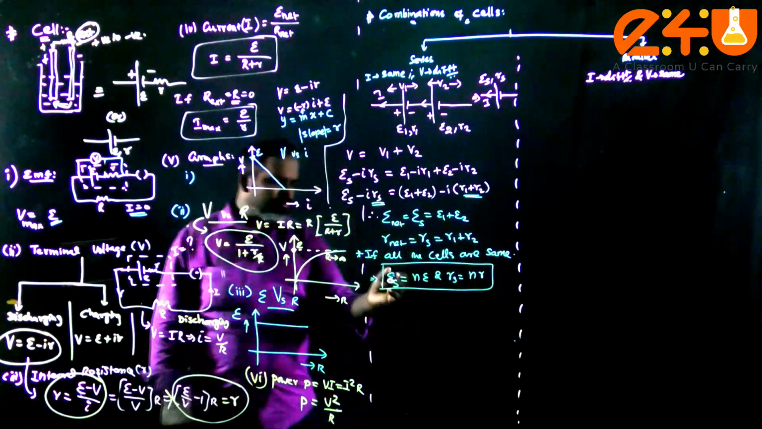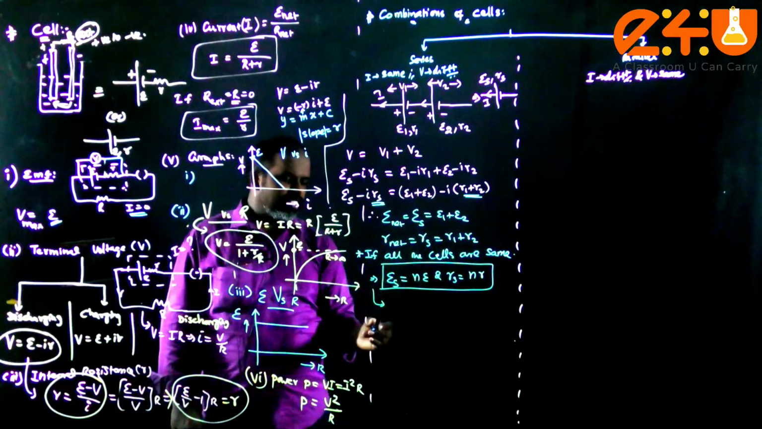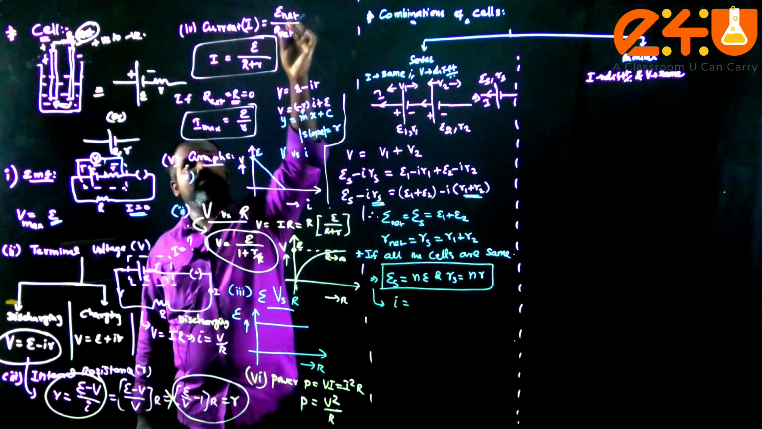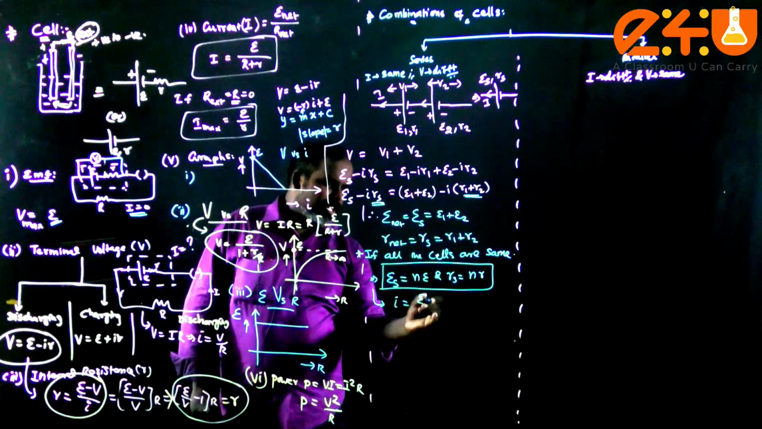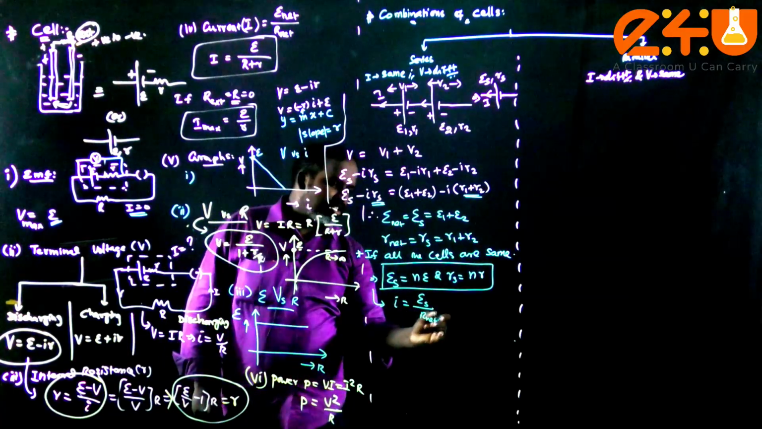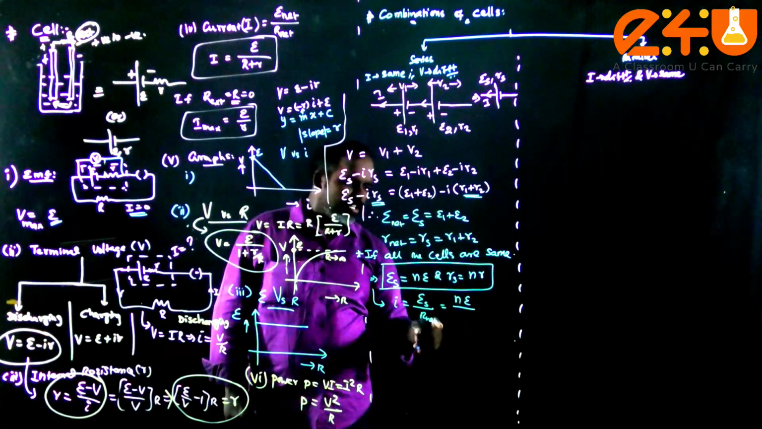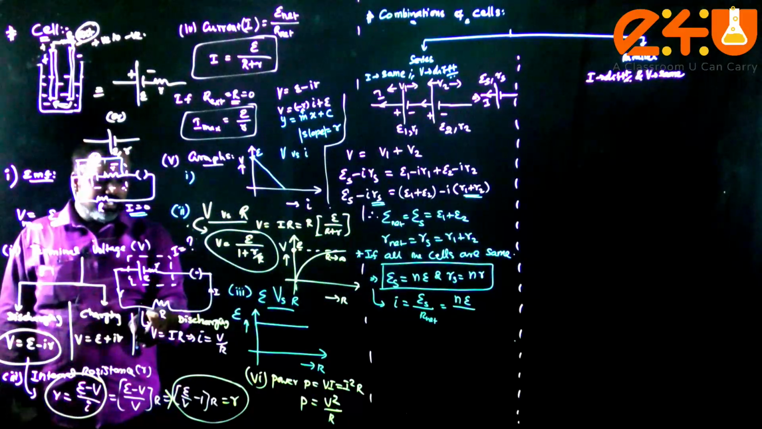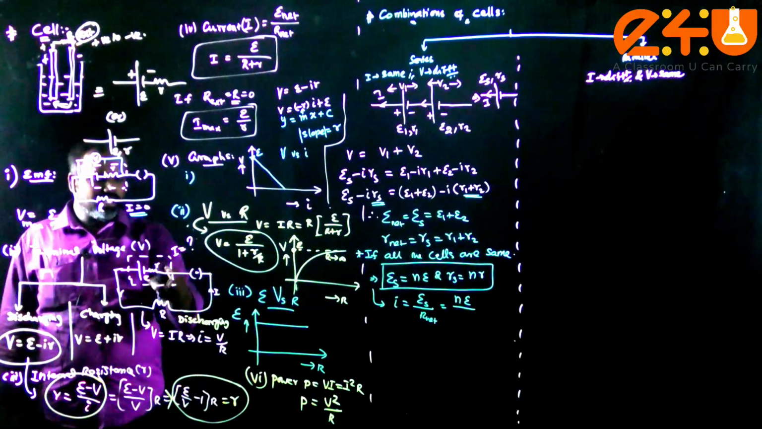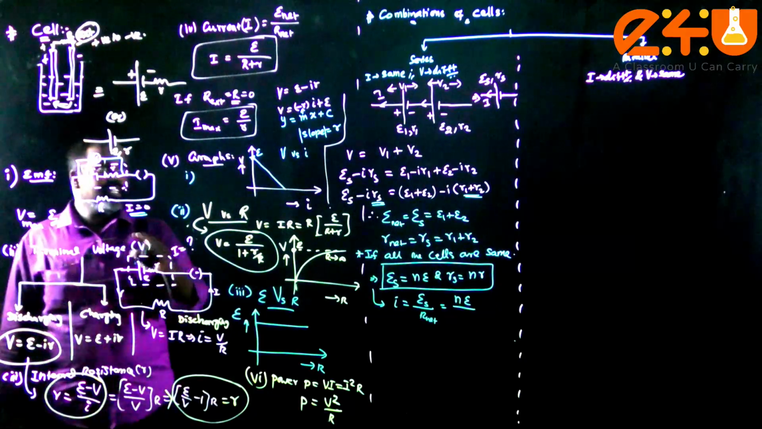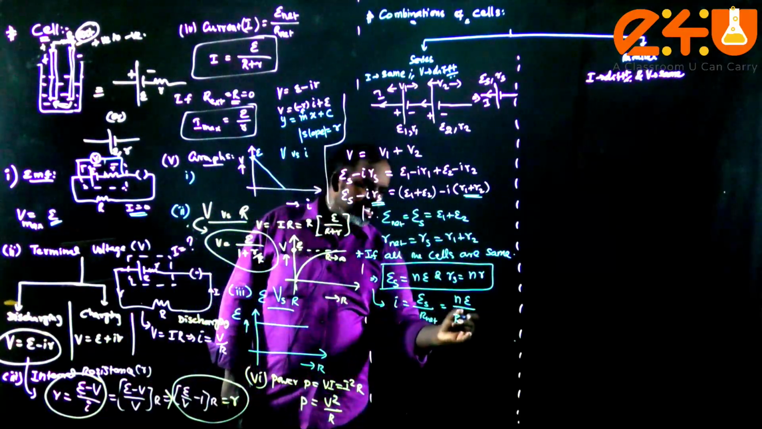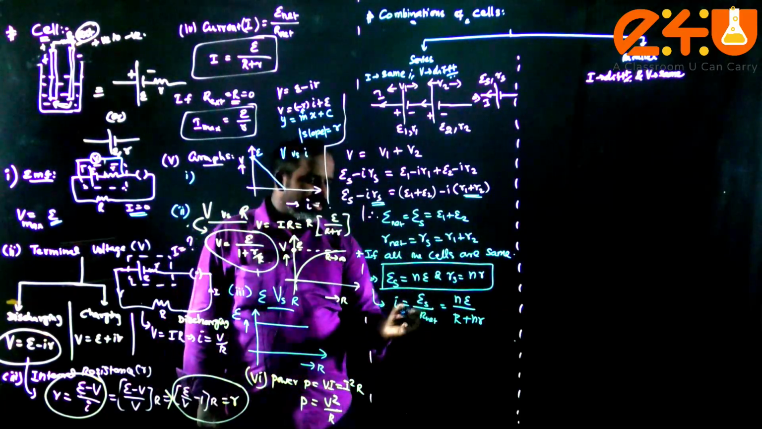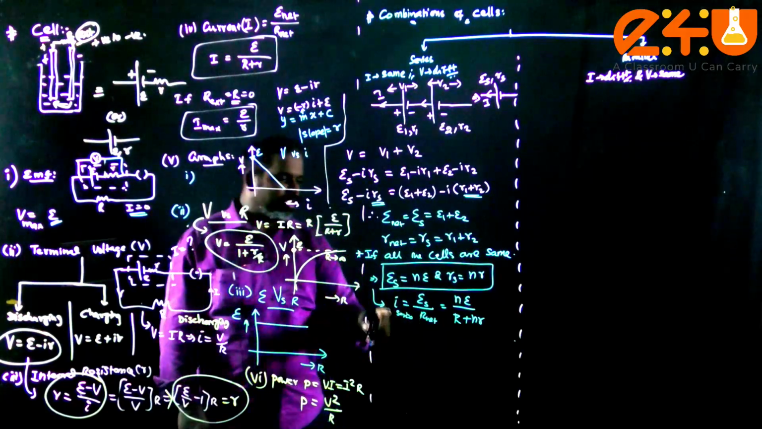And what is the current delivered by this arrangement? As we said earlier, I is generally nothing but E net by R net. Therefore E net is nothing but E series, that is nE, divided by R net. Here you see this is R and this is a small r. Total resistance is external resistance plus internal resistance. Similarly here, external resistance plus the total internal resistance nr. So this is the current delivered in the case of a series combination of the cells, I series.